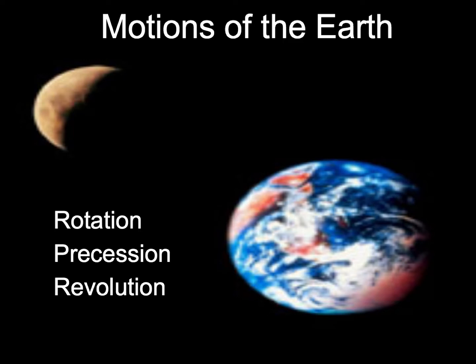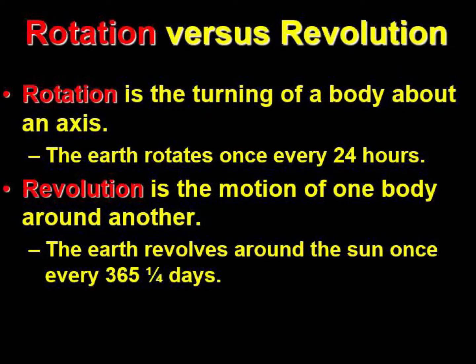in this lecture. The Earth rotates on its axis. This rotation takes 24 hours and causes the day-night cycle. Earth also revolves around the sun. This revolution takes 365.25 days and is the length of 1 year.